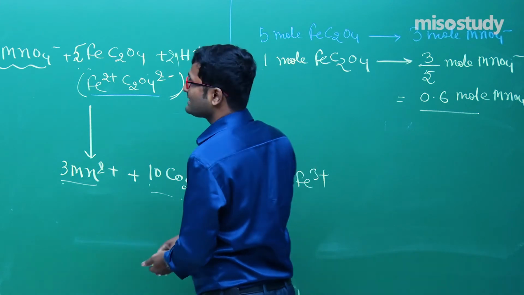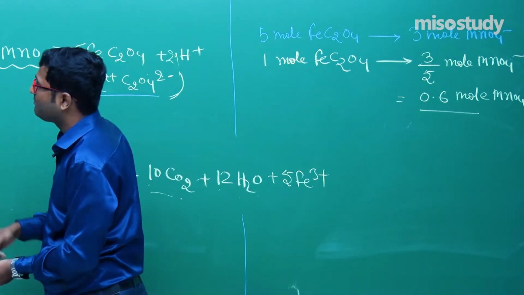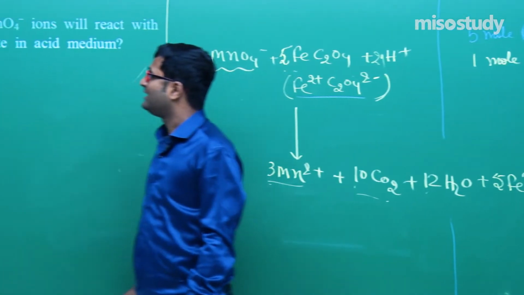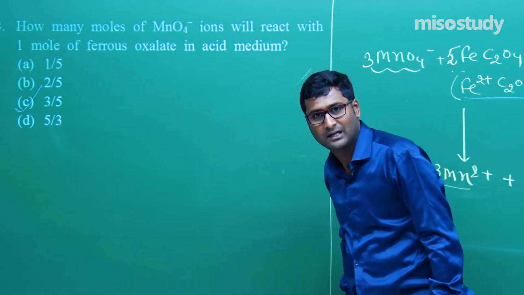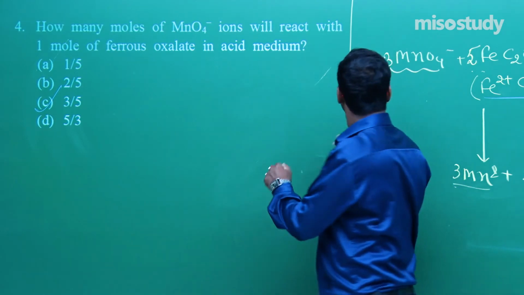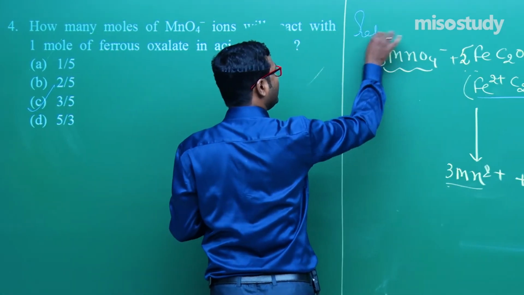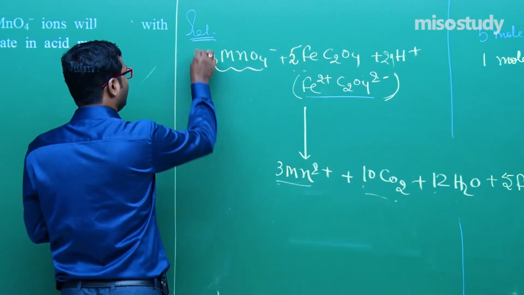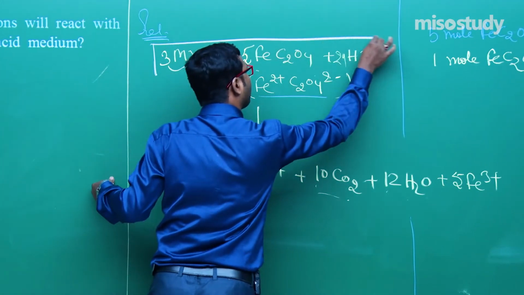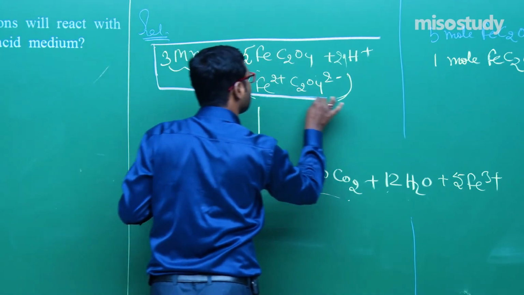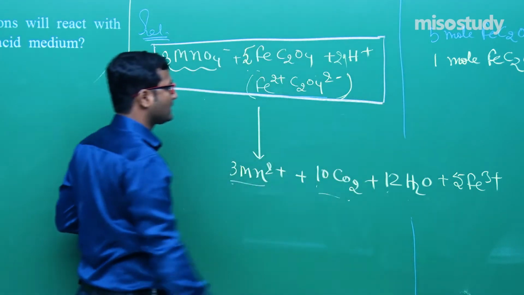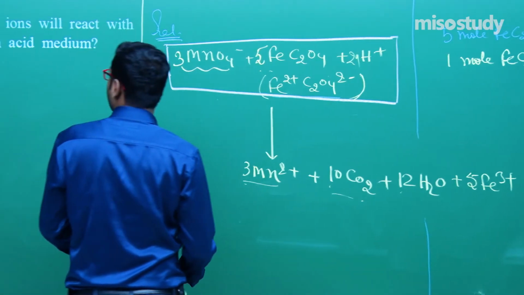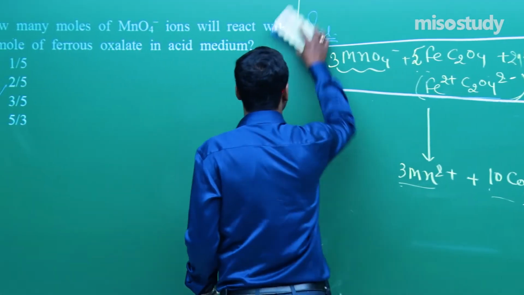So, what is the answer for this question? It is very simple. For this question, C is the correct answer, that is 3 upon 5. Clear? 3 upon 5. Now, check out the solution again. If you have any doubt, you can ask. This is the complete balanced reaction. Look at the reaction, you will easily get the question. So friends, let's move to the next section. Wait for a moment.